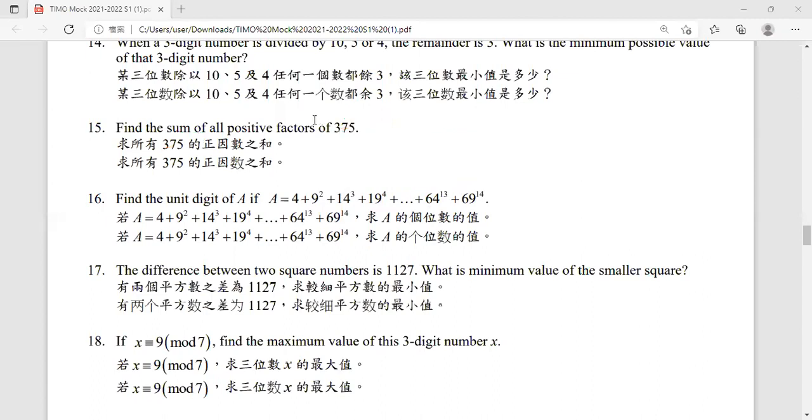Okay. Next one. 16. Very simple. I think this question is a little bit of a trick but not tricky. So now let's see. Now you will find all the 4s here will have an odd number power. Which means that it ends up with 4.